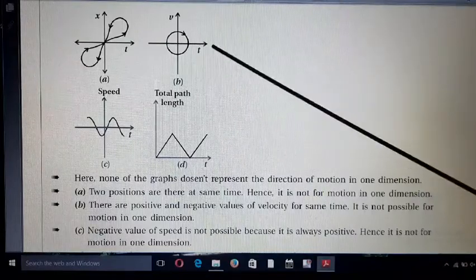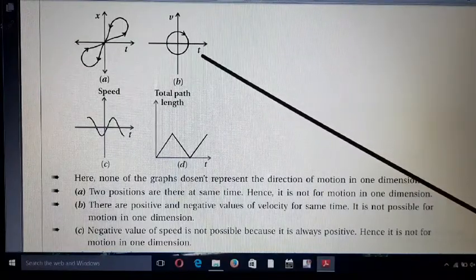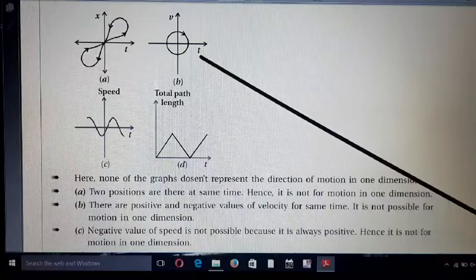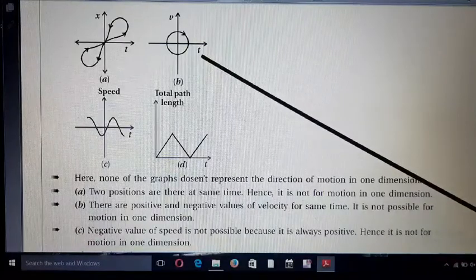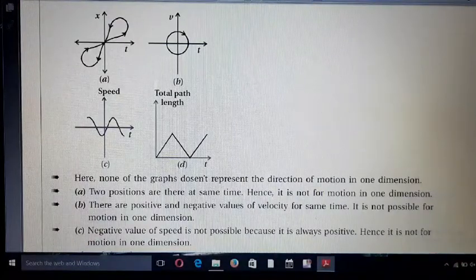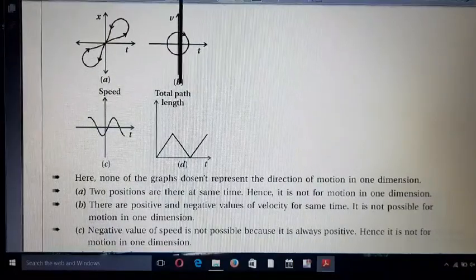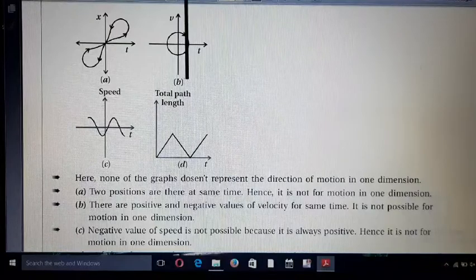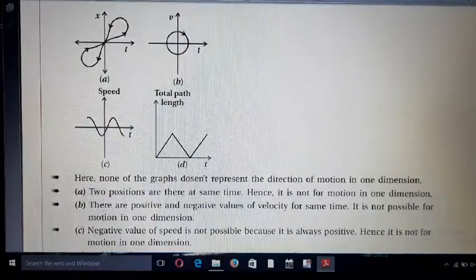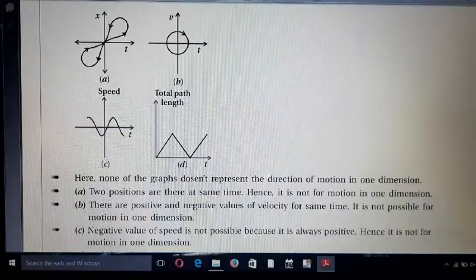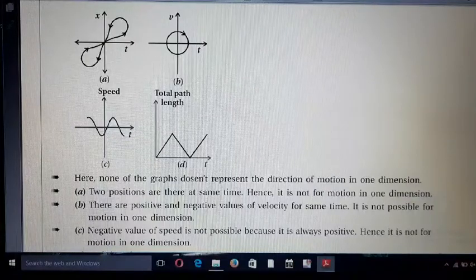For figure B, here the graph is velocity versus time. In this case also, for time 1 we get two different values of velocity, positive and negative. So it is not possible for motion in one dimension.